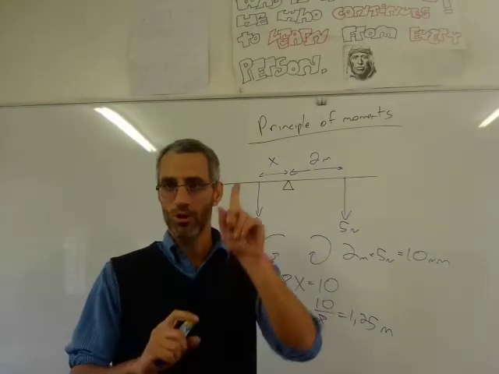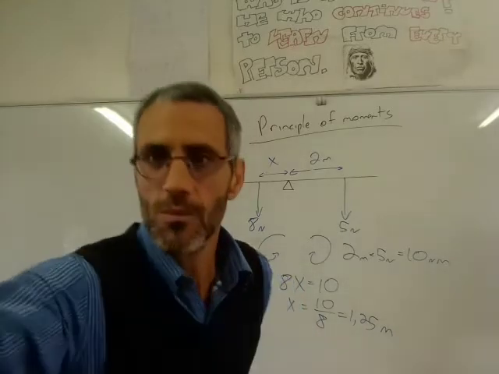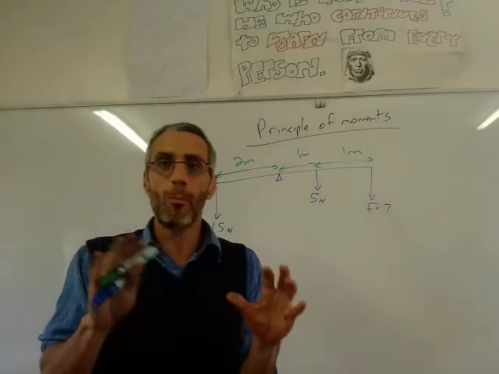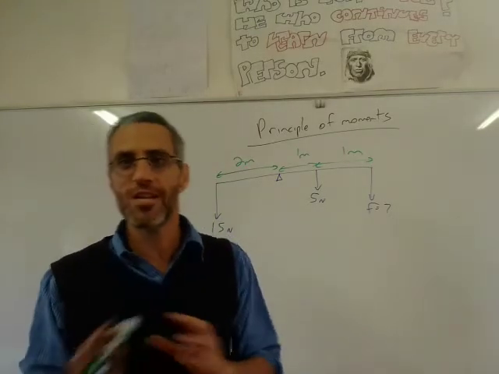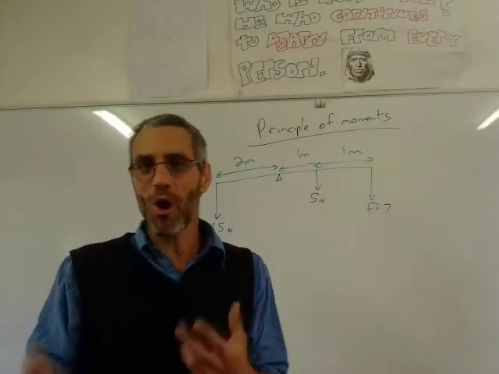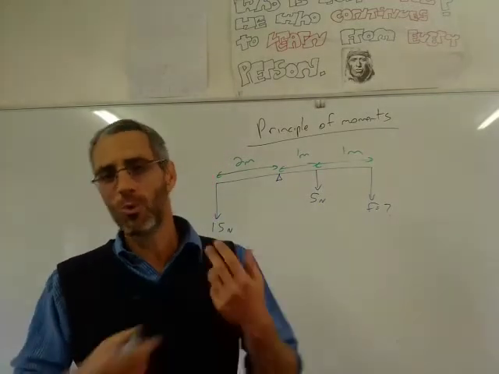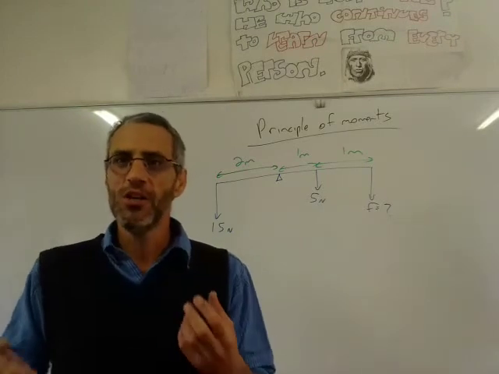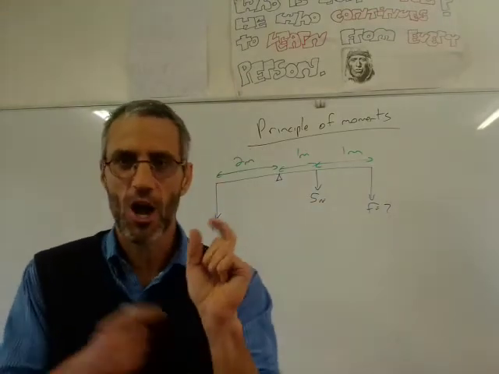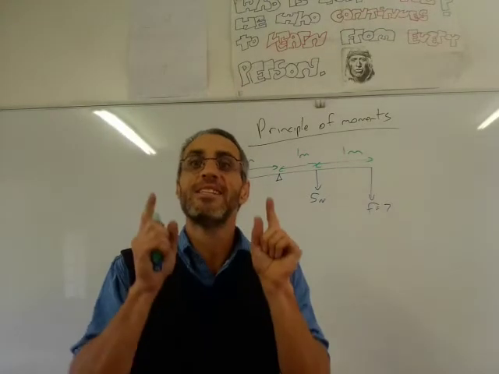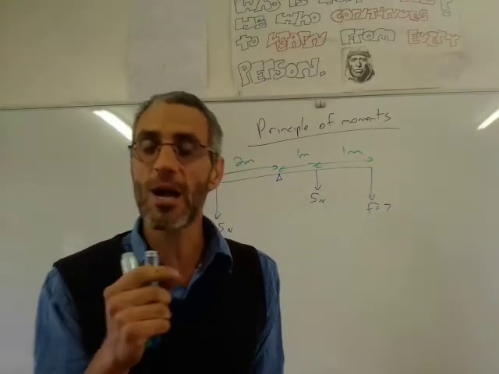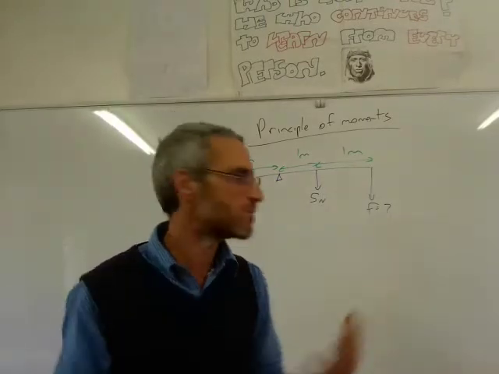Now I'll do one more tricky question. Sometimes there might be more than one force on either side. So there will be more than one clockwise moment, more than one anti-clockwise moment. What you have to understand, from when I told you about the principle of moments, is that the sum of clockwise moments equals the sum of anti-clockwise moments. In other words, there might be more than one clockwise moment, and we need to add them together.